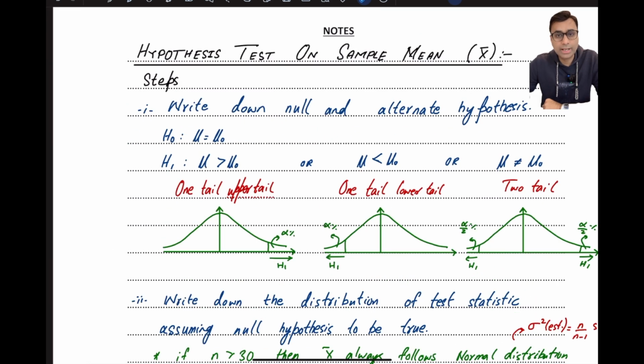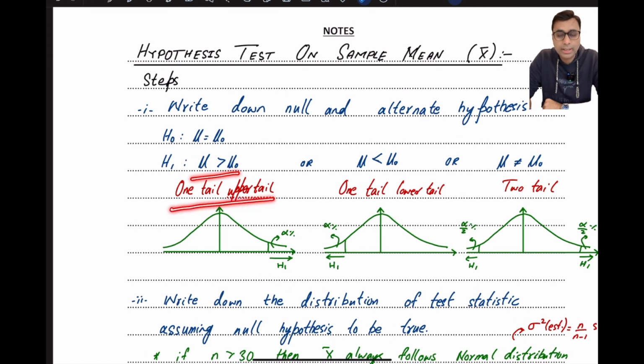What are the steps that I need to do to perform a hypothesis test on sample mean? So I will read the question, I will identify the null hypothesis as the mean value, which is the pre-established value of the mean. And then I will see what I'm looking for. Am I looking for an increase in the mean? So it's going to be mu is greater than mu naught.